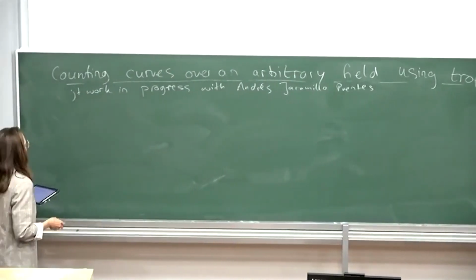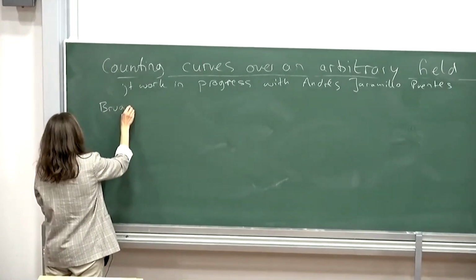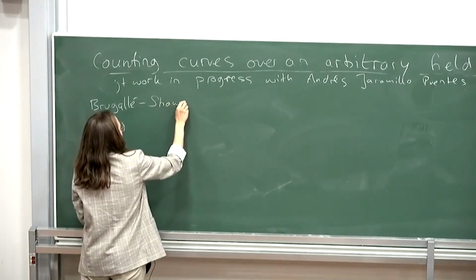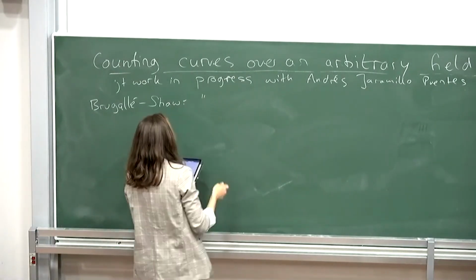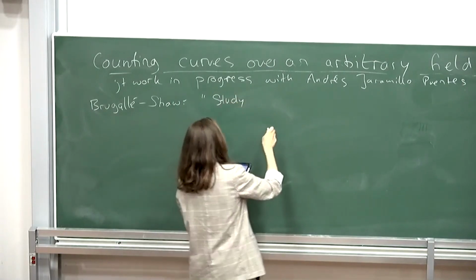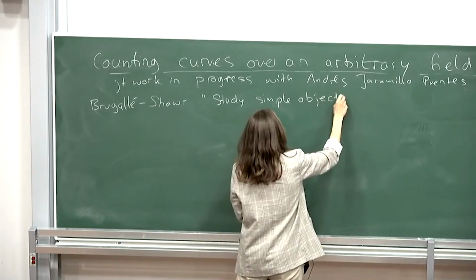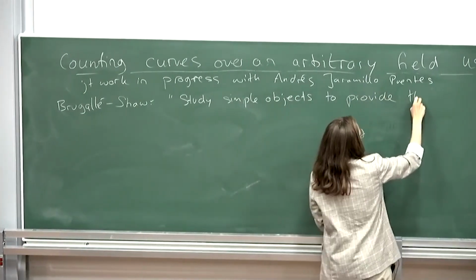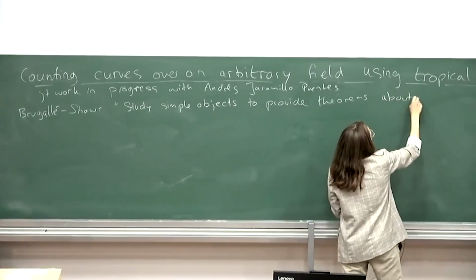And for this, I can really recommend a nice introduction by Erwan Brugallé and Chris Shaw. In the beginning, they have a slogan for what they do for tropical geometry, which is: let's study simple objects to provide theorems about complicated objects.